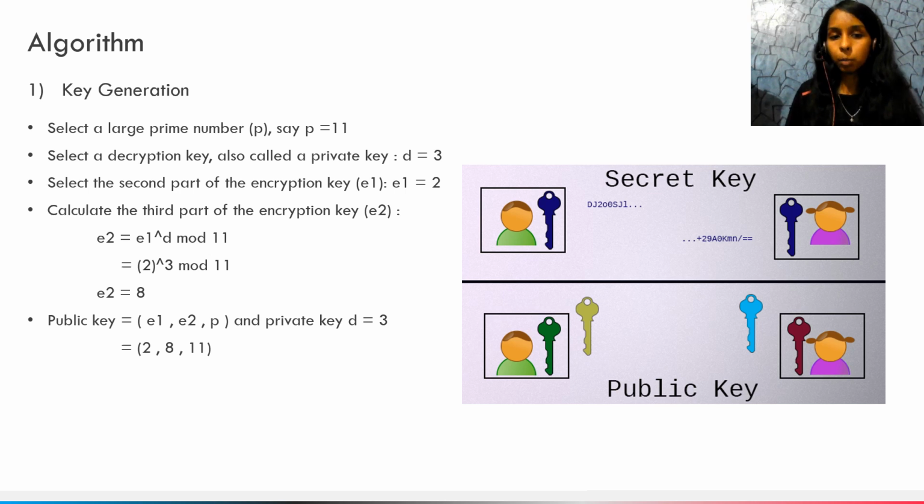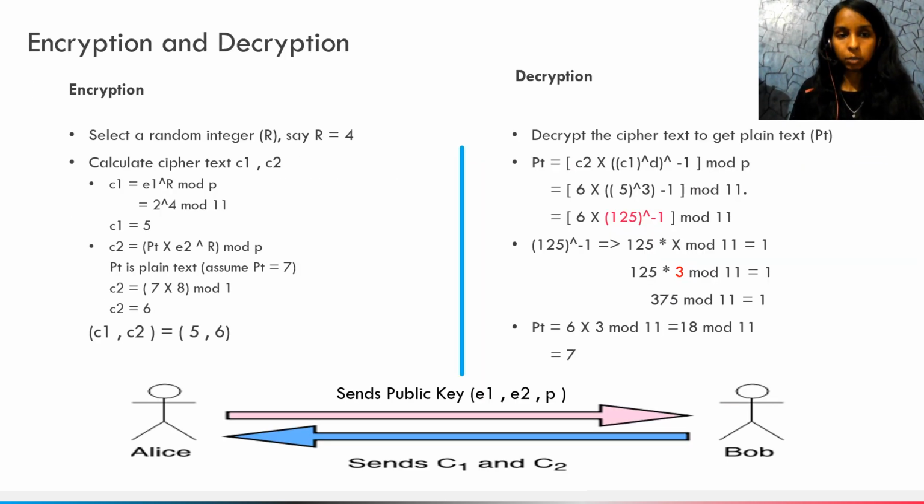Finally we have a public key, that is E1, E2, P, which is a set of three, and a private key D equal to 3. This public key will be used by the users to exchange the message. Next we see the encryption and decryption process. During encryption, we have three parts: selecting a random integer, and calculating the ciphertext C1 and C2. The random integer we consider on our own, so here we take the random integer R as 4.